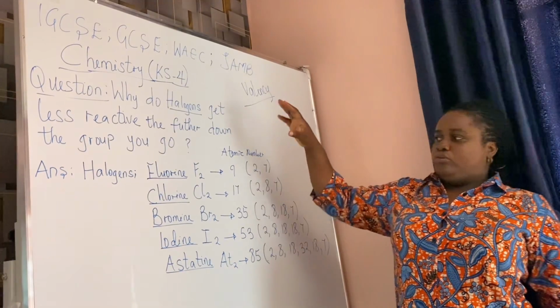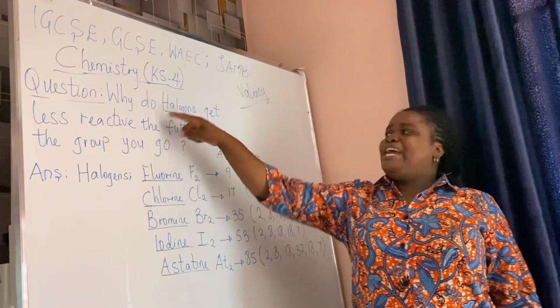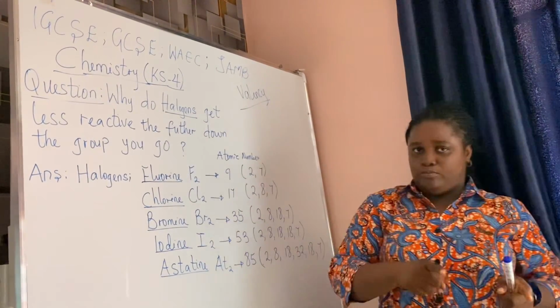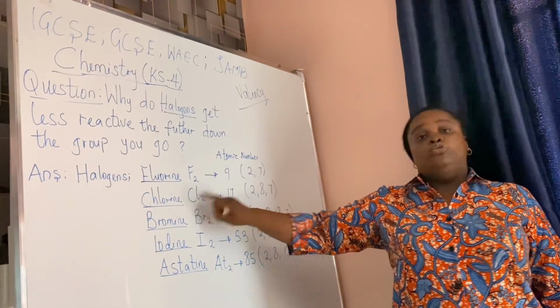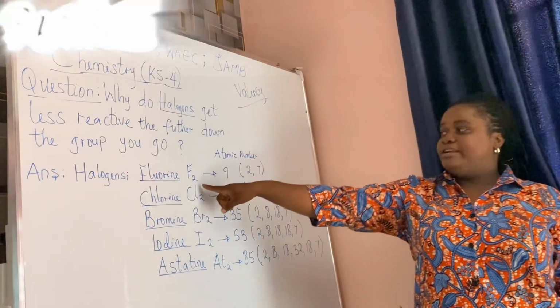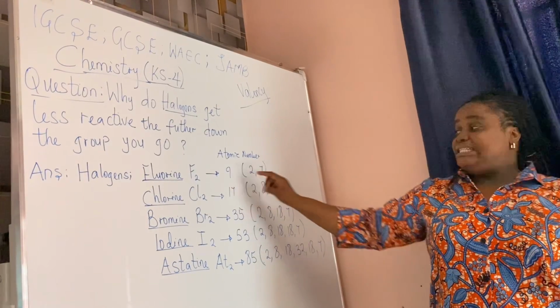All right, so we have said this about halogens. Now let's come to the big question. Why do halogens get less reactive the further down the group you go? Let's pick these two halogens. I'm going to use fluorine and chlorine to explain this concept. And mind you, the atomic number of this element fluorine is 9. And this is how we arrange it.